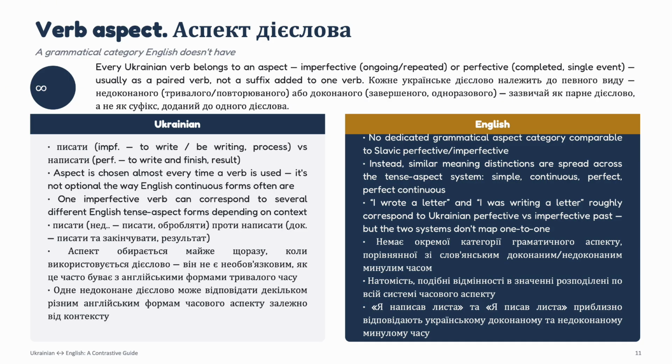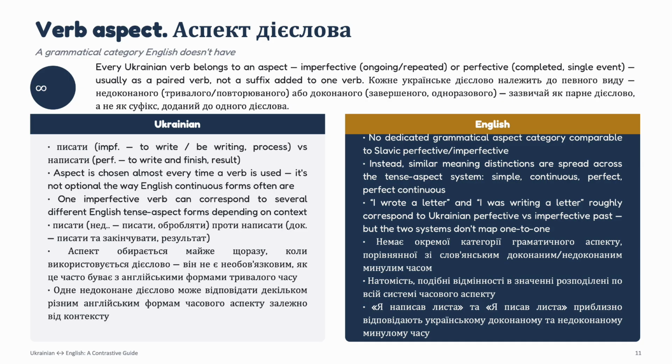The way, say, choosing the continuous form is in English, a Ukrainian speaker makes this decision almost every single time they use a verb. English doesn't have a dedicated grammatical slot for this. Instead, similar distinctions get spread out across the sentence aspect system. For example, it can be simple, continuous, perfect, perfect continuous.